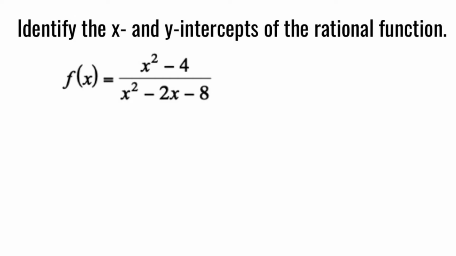Identify the x and the y-intercepts of the rational function f of x is equal to x squared minus 4 over x squared minus 2x minus 8. Give it a try and play the video whenever you're ready for the solutions.